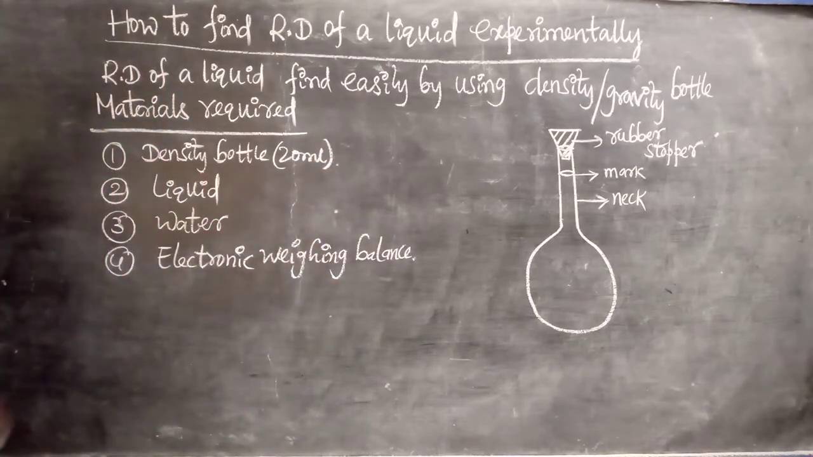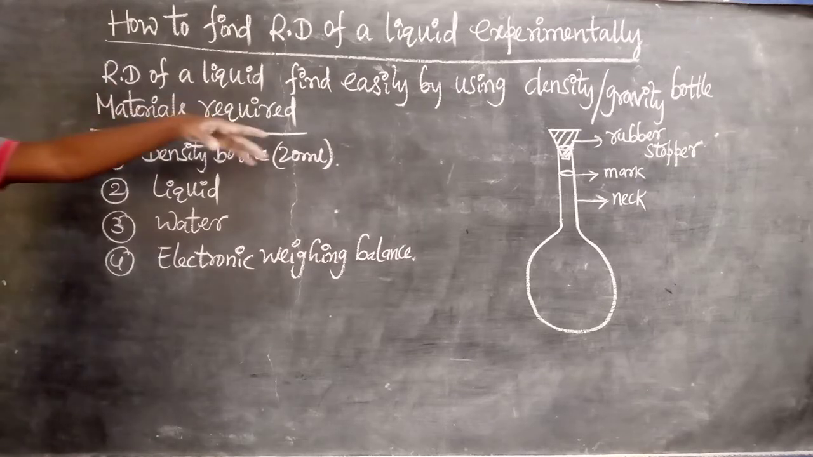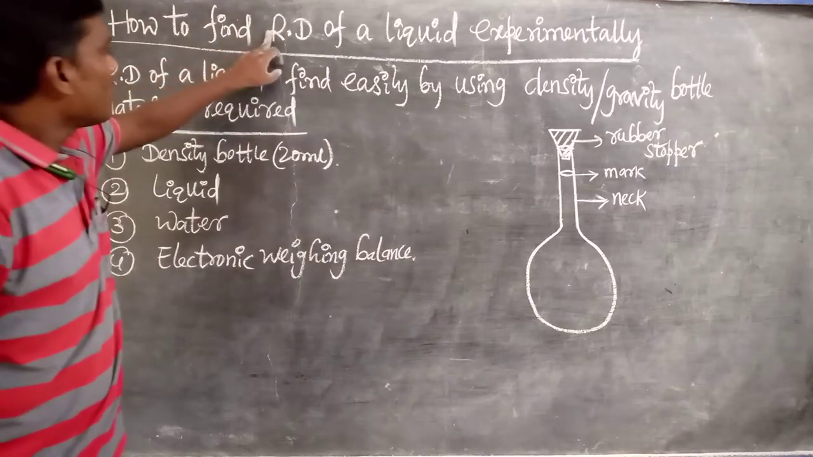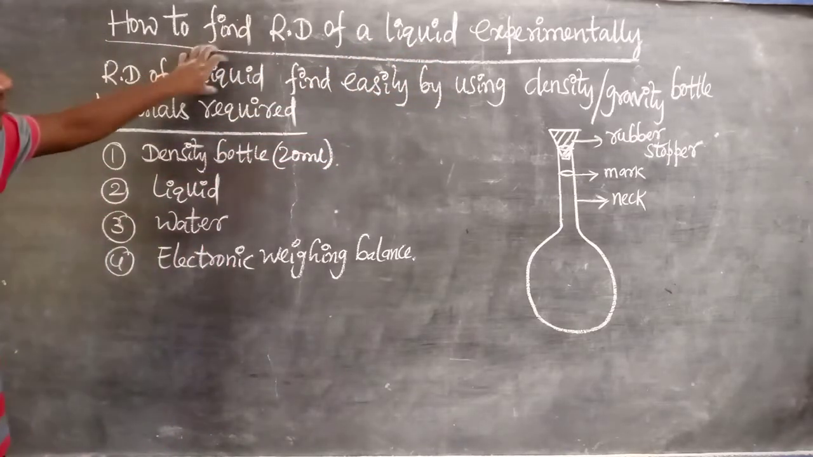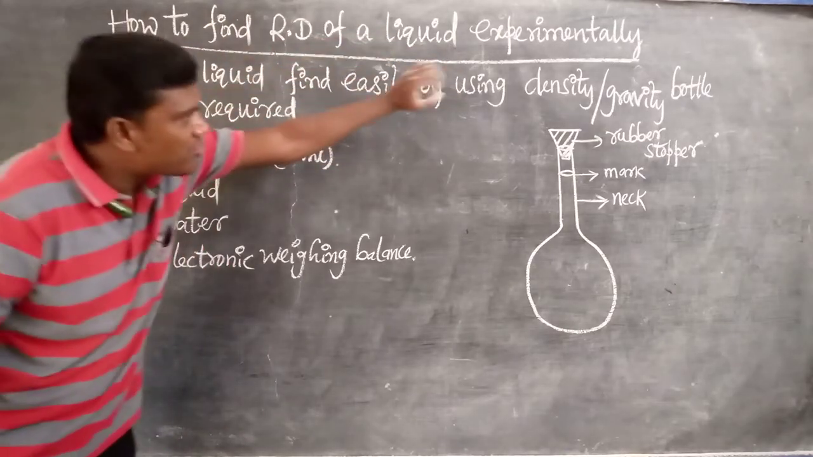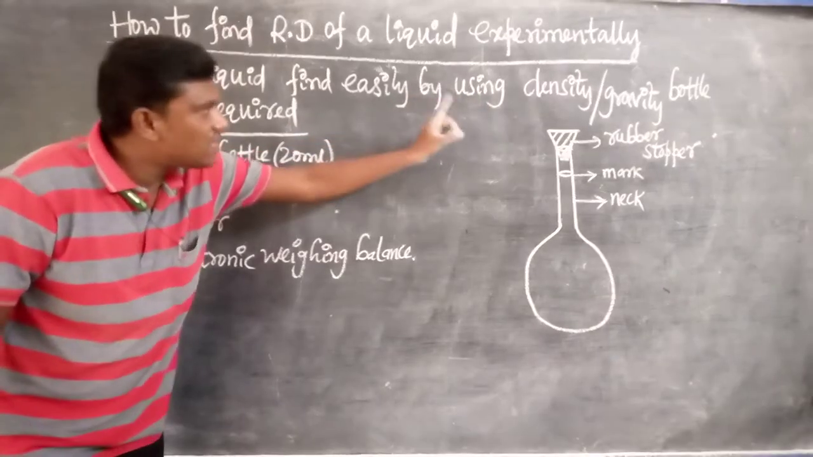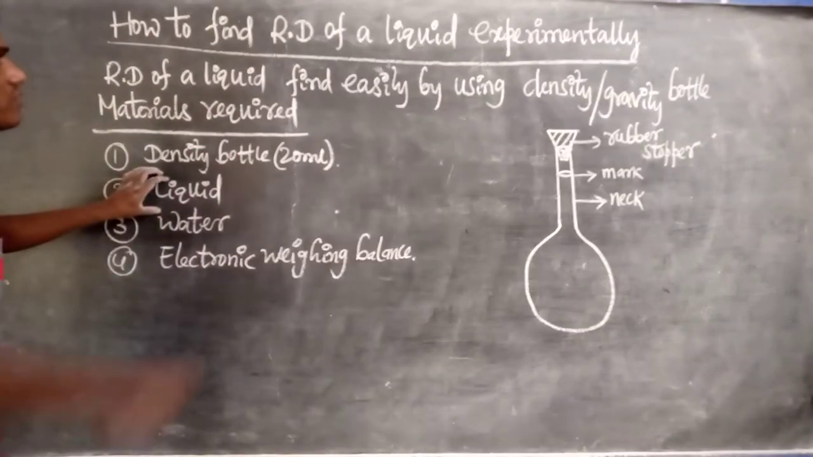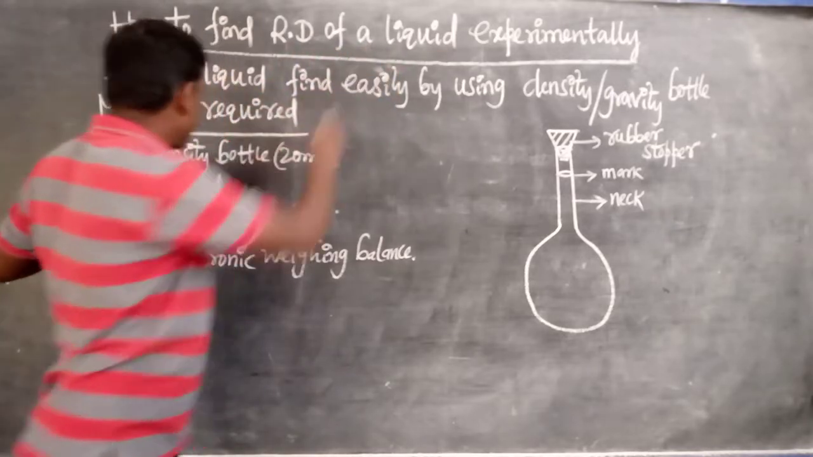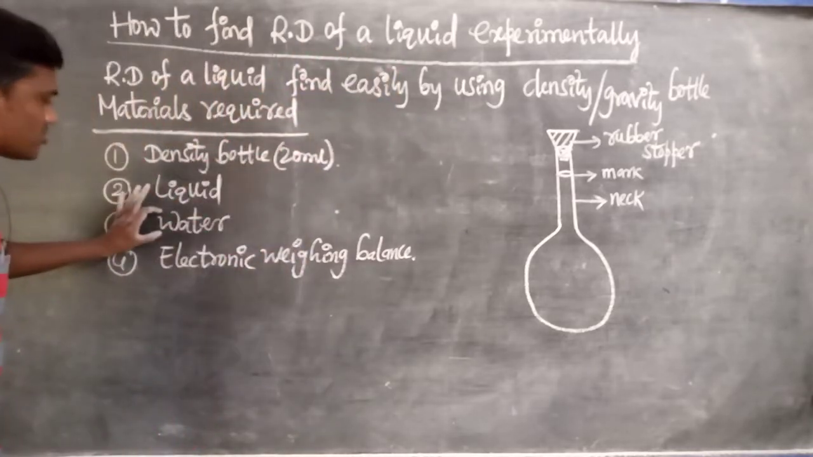So these are the materials required to conduct this activity. What is the activity? Find the relative density of a liquid. That's why, relative density of a liquid we easily find by using which bottle? Density or gravity bottle. That's why we want a density bottle. Next we find which one? Liquid density. That's why liquid. Next, and also water. Why?